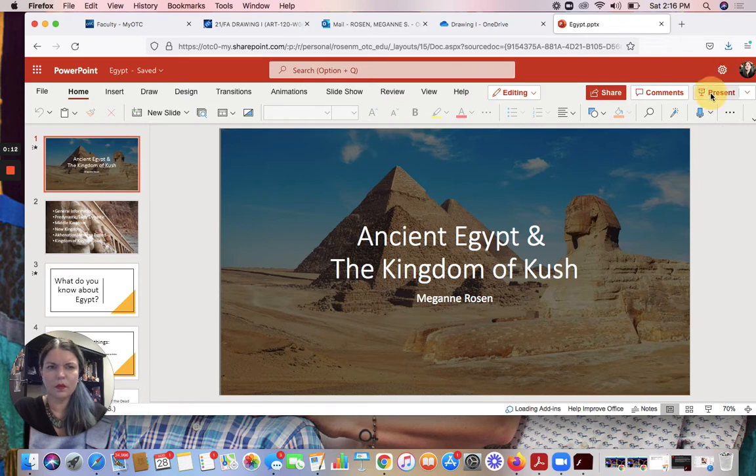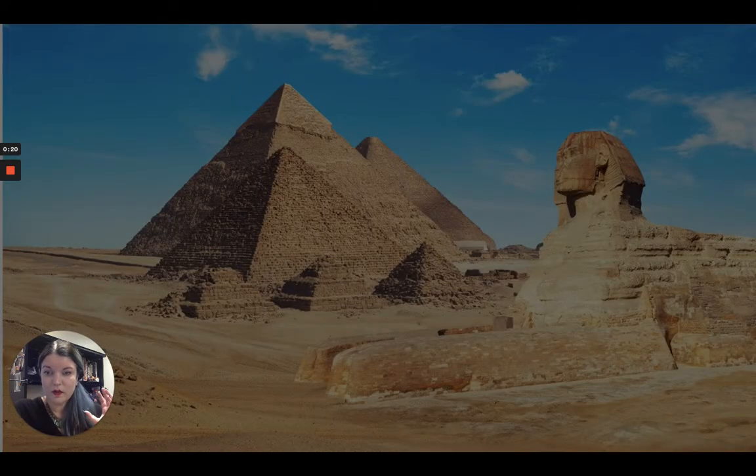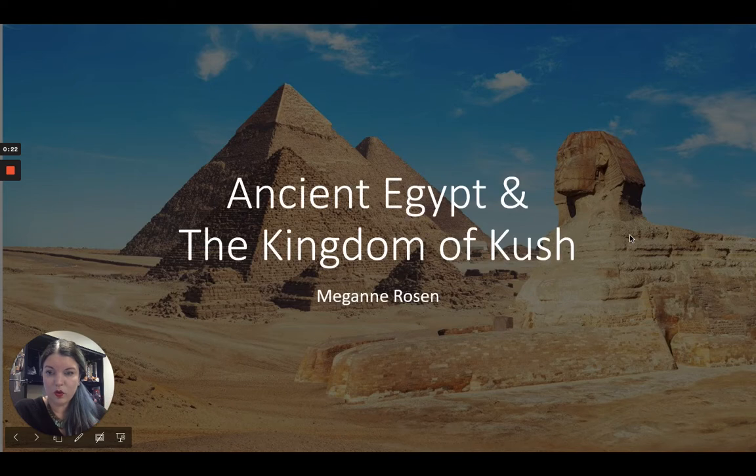Okay. So, at this point in Art History 1, you should have already watched the lectures for the Paleolithic period and then the two lectures for the Neolithic period, right? And so now we're getting into new topics. We're going to talk about ancient Egypt and the kingdom of Kush.